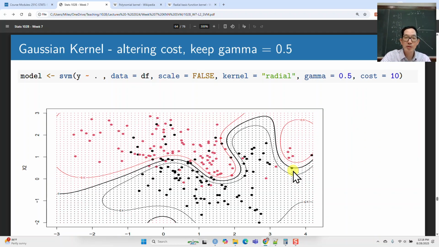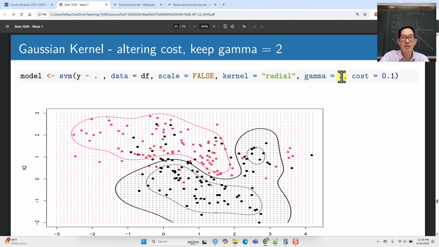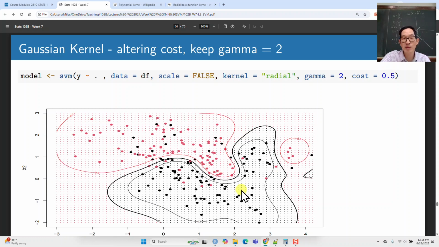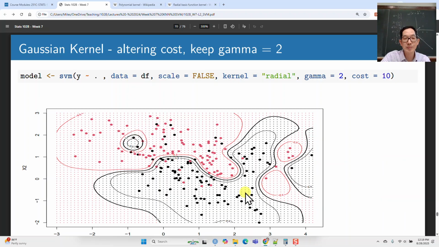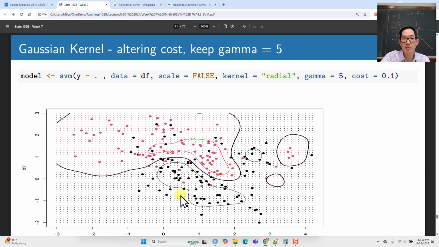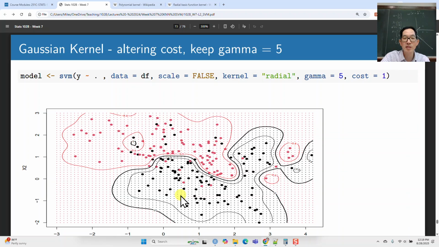Here, we're going to do the same kind of thing, but now gamma is 2, so this model is a little bit more flexible to start off with, and we're going to just start increasing the cost here. By the time I get it to cost equal to 10, we can see these dots really try to influence the thing there. And here it is with gamma equal to 5 and increasing the cost.